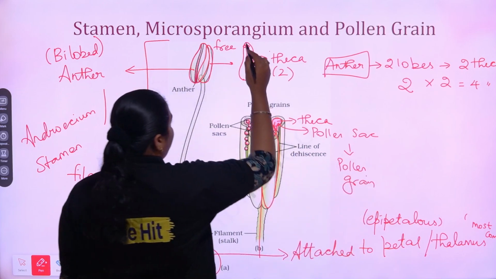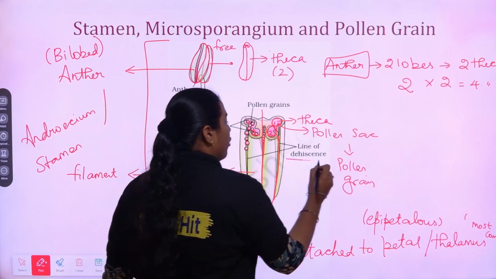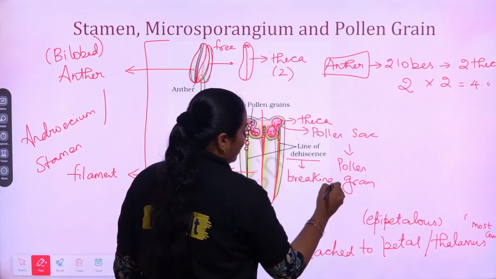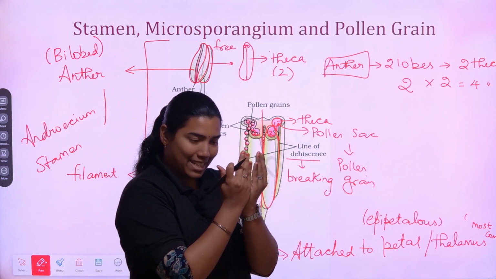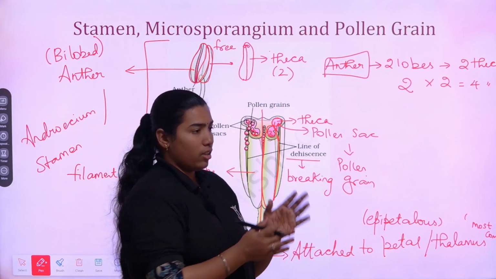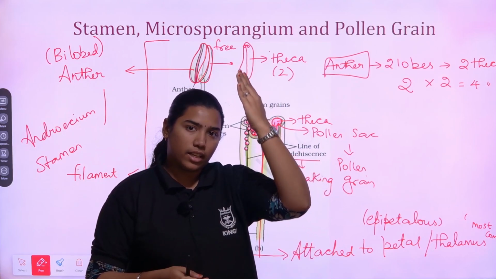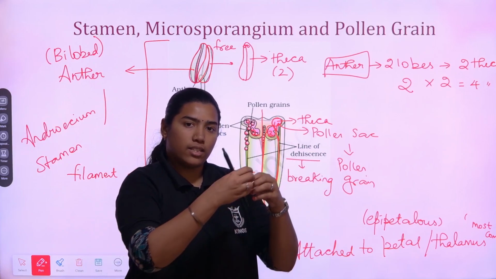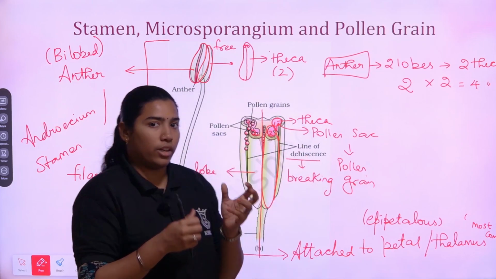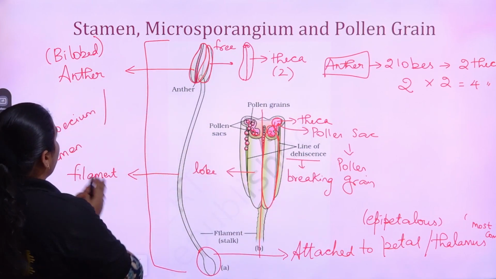The line that we drew here is the line of dehiscence. What is line of dehiscence? Line of breaking. It is the point where this pollen sac will break. It just splits into two and causes the dispersal of pollen grain. So imagine we have two lobes and each lobe has two theca. Theca is separated by line of dehiscence. This line of dehiscence opens and it liberates or disperses the pollen grain stored within it. So this is very important. Pay some attention to it.